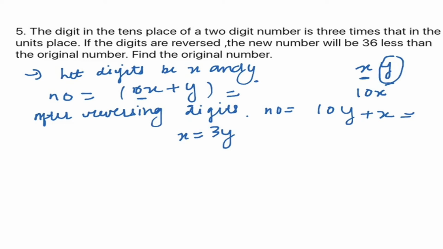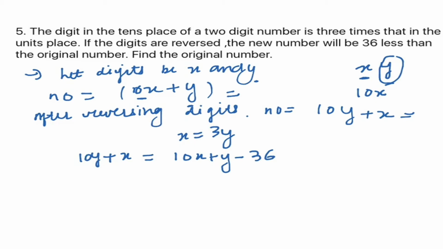And next they have given the new number will be 36 less than the original number. So it means our new number is 10y plus x, and that is 36 less than the original number, and our original number is 10x plus y, and that is 36 less than. So by reading this step by step we made that equation. Now what we'll do, we will collect the like terms.